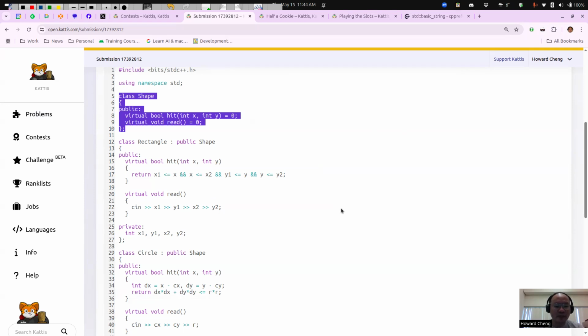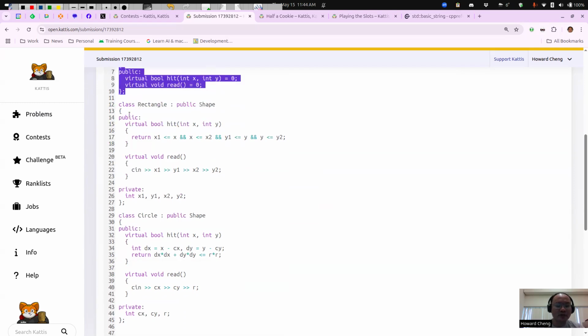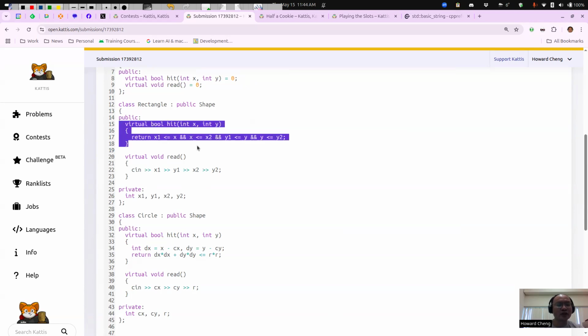And then I have two different types of shapes. One is called rectangle, and they're both subclasses. So rectangle has four things: x1, y1, x2, y2, and then it overrides the two functions.